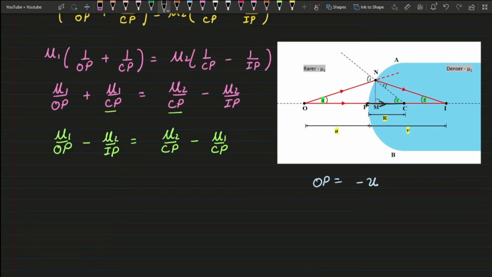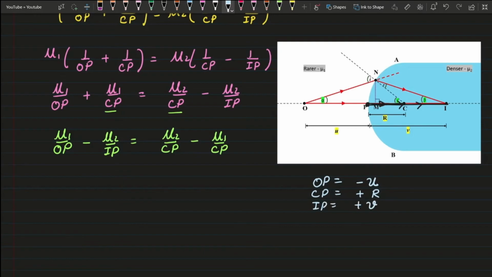Now the distance PC or CP is in the same direction as the incident light and I am measuring from the pole, so this distance will be positive. Same with PI. The distance PI is measured from the pole and is in the same direction as the incident ray. So both these distances will be positive. Therefore my distance CP will be plus R and my distance IP will be plus V.